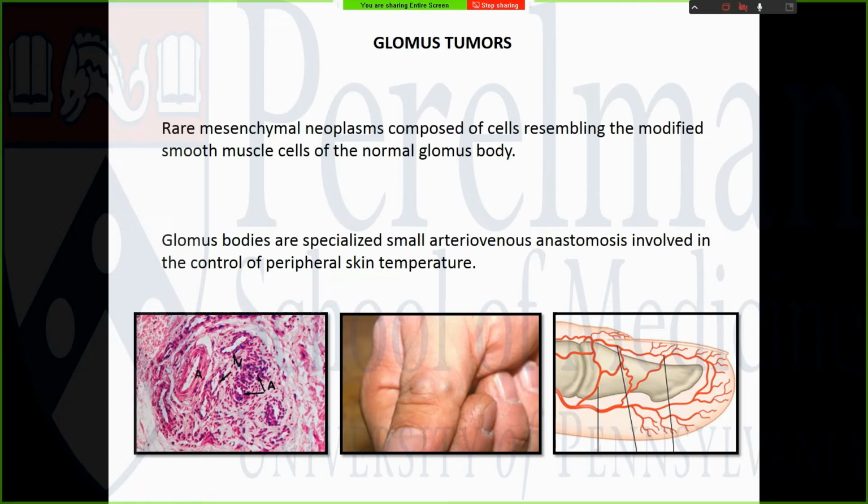So this is considered a rare mesenchymal neoplasm, which is made of cells that resemble the modified smooth muscle cells of the normal glomus body. And the glomus body is a small arteriovenous anastomosis, which is in charge of controlling the temperature of the skin in the distal extremity.